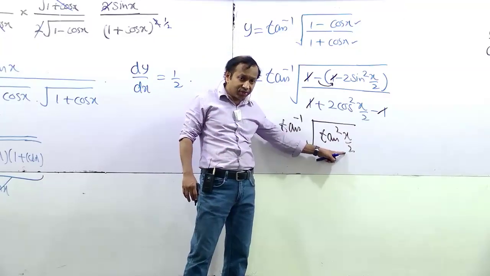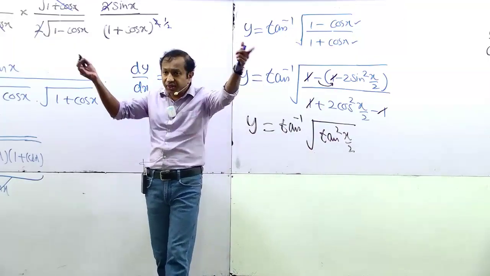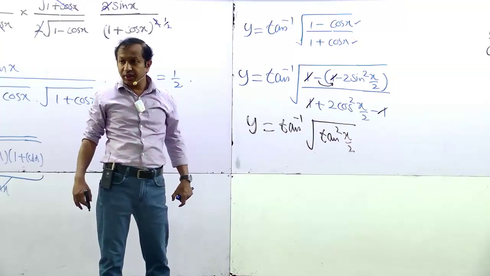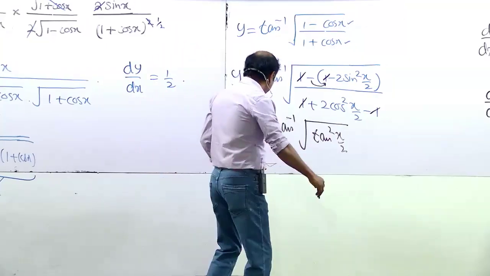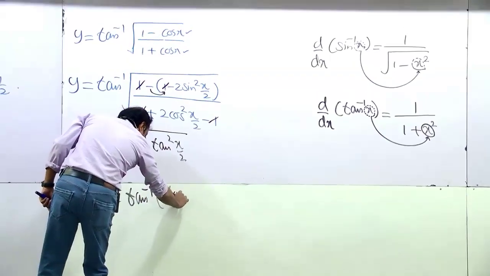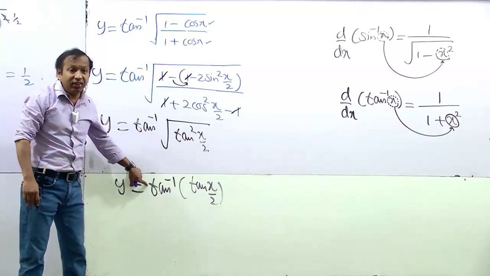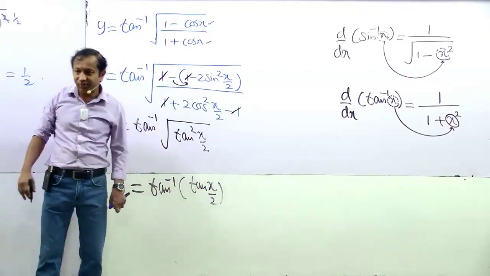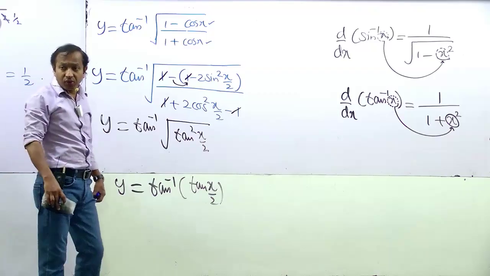Tell me the answer of this. Root of tan squared. When you take the root of a square, what happens? The square will vanish. What do you get? Tan x by 2. Yes or no? Y equals tan inverse tan x by 2. What is this? Tan inverse tan, what is it? X by 2, no? Yes or no?